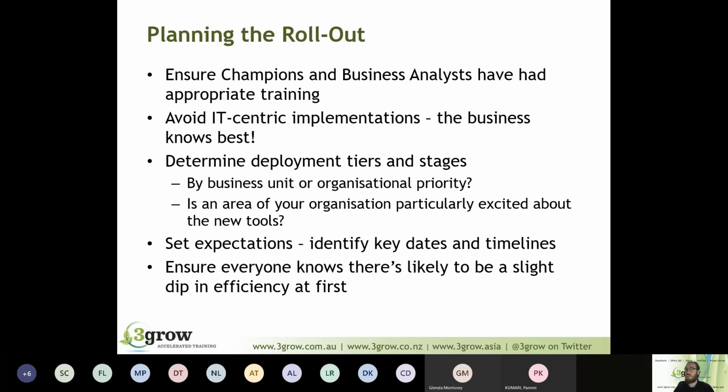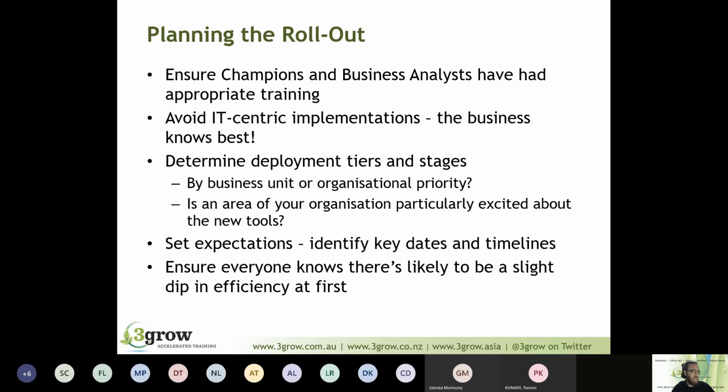It's also very important to avoid IT-centric implementations. So IT departments shouldn't be determining which tools should be used for what, how you should use those tools. The business knows best.